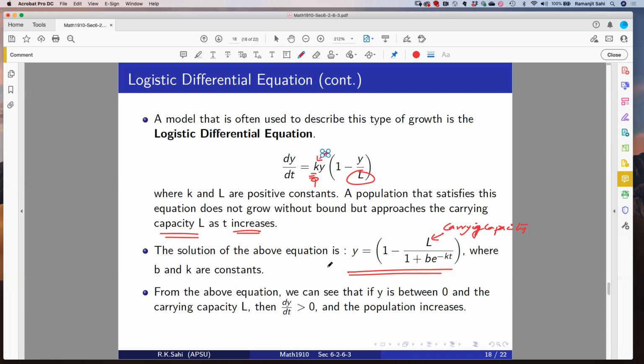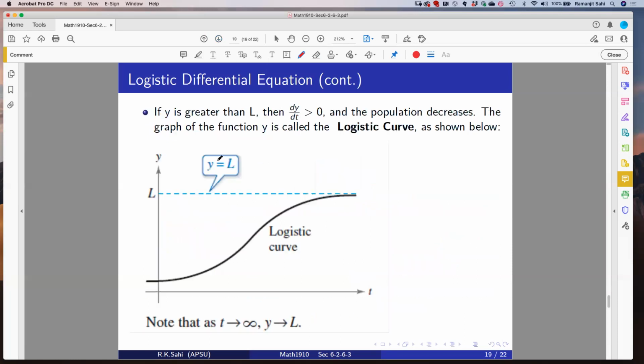Okay, from the above equation, we see that if Y is between 0 and the carrying capacity, then the differential equation is positive. In other words, when Y over L is a proper fraction, the differential equation is always positive and the population will increase. On the other hand, if Y, that is the population, is greater than the carrying capacity, then dy by dt is always negative and the population decreases, okay?